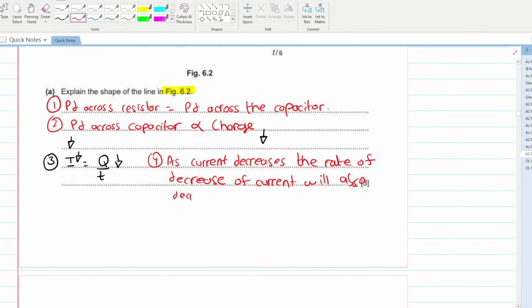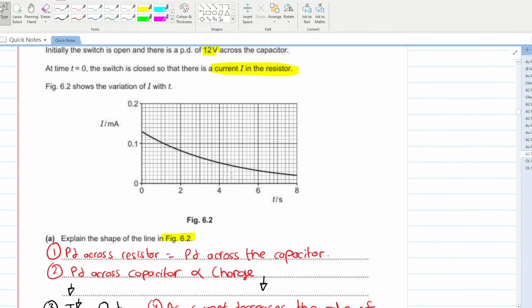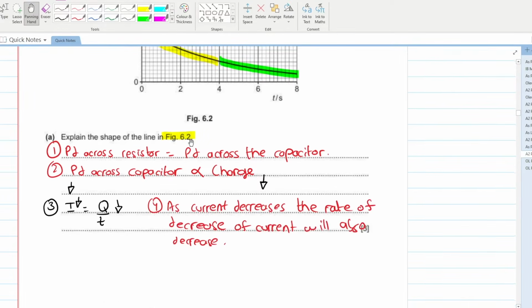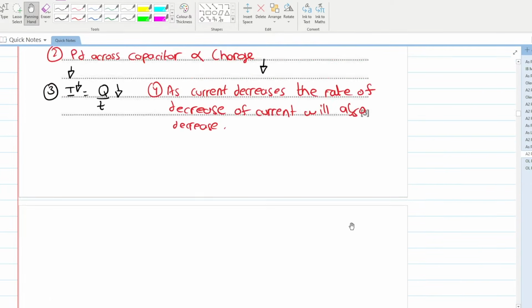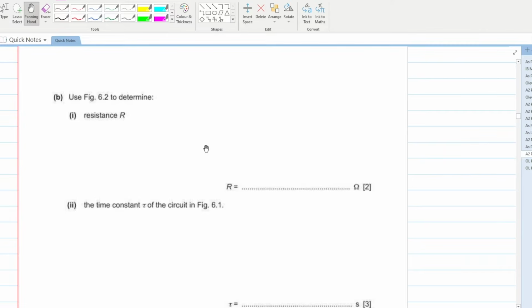Now what is the meaning of this? If you see here, in the initial region, the yellow highlighted region, extend the yellow highlight up to here. In this region the current is decreasing quite fast, but in this green highlighted region the current takes a larger amount of time to decrease. So what we will say is, the rate of decrease of current will also decrease. Okay, let's move on to this part B.